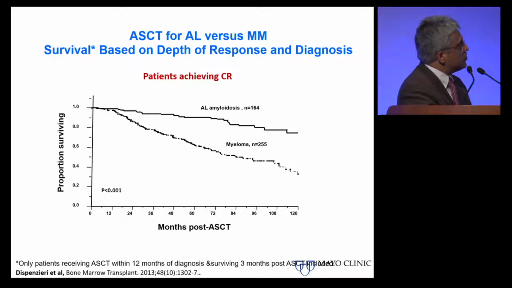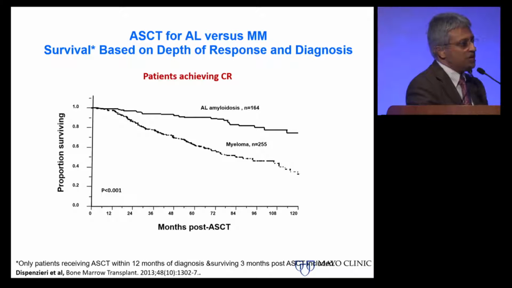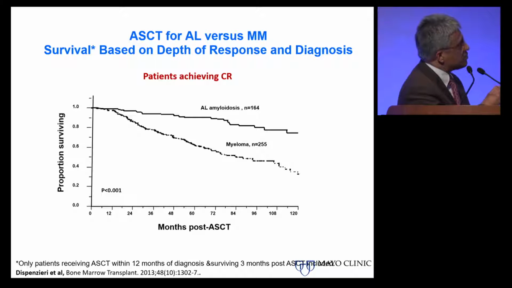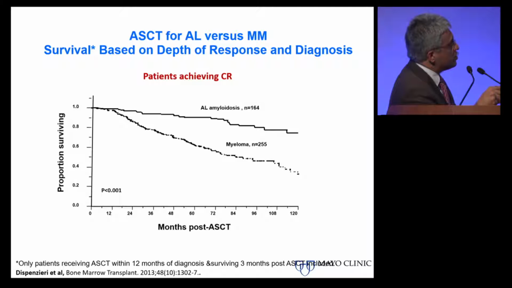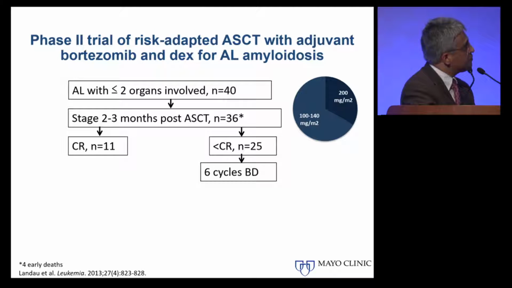Now, this is the same thing we see. Again, we looked at our own data where we compared patients who go through transplant for amyloid and the patients with myeloma who go through transplant. And again, I think what this highlights is that the plasma cell clone that you see in amyloid is much more amenable to therapy. But the problem is many of these patients cannot get the therapies that we give patients with myeloma because of the significant organ involvement. But when they do get those intense therapies, they do much better than patients who actually have multiple myeloma.